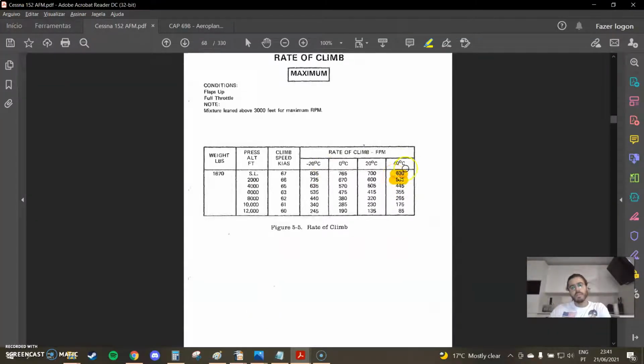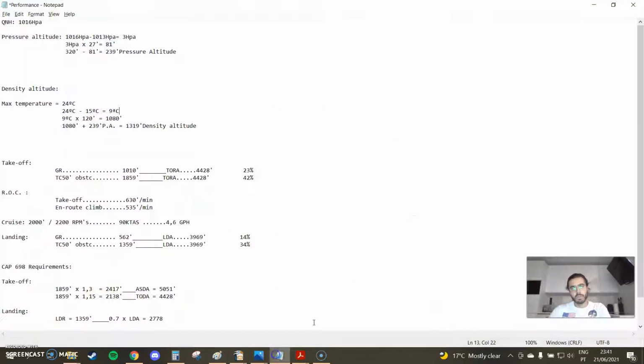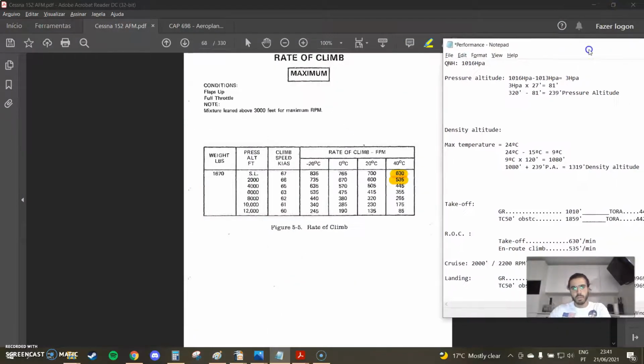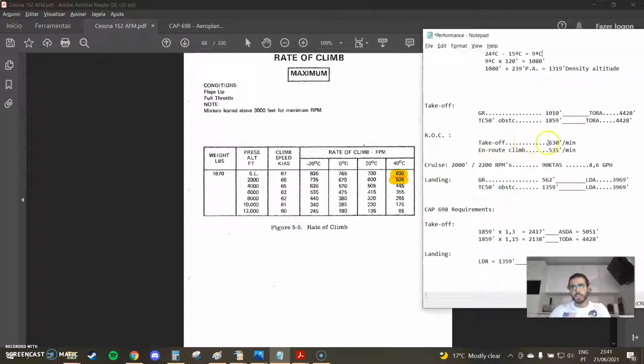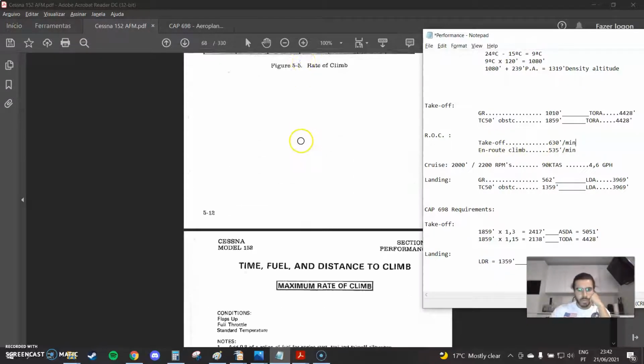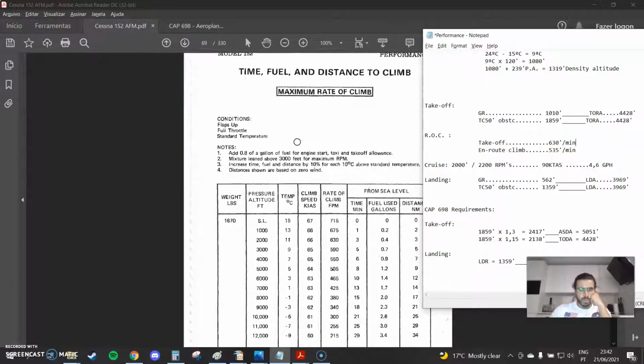So now you know that, let me put this beside here. You know that your rate of climb during takeoff is going to be something like 630 feet per minute, as it is here, and during cruise, assuming that you're going to fly near 2,000 feet, it's going to be around 500 feet per minute. All right, you have it here also. And with this said, we can go further into cruise.